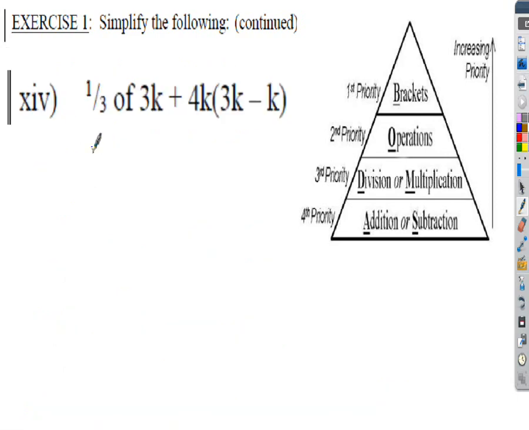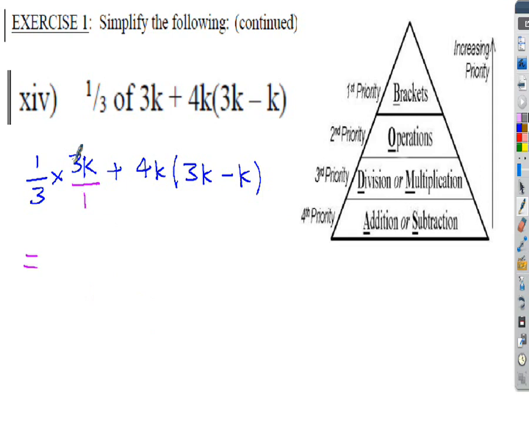Exercise 1 part 14, we're asked to simplify a third of 3k and then add that to 4k multiplied by 3k minus k in the bracket. Don't forget, from our fraction work we looked at in the previous presentation, the use of the term 'of' actually means multiplication. So I could write this expression as a third multiplied by 3k, add to 4k, and that's multiplied by, in the bracket, 3k minus k. If it helps you again, you can think of the 3k here being divided by 1.